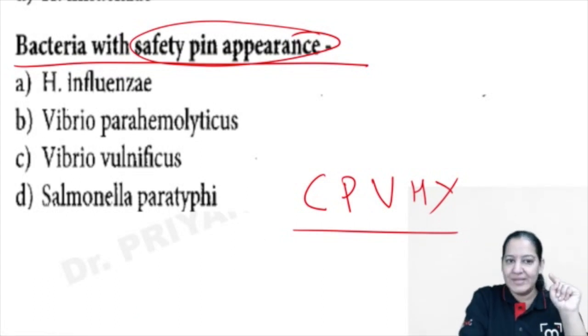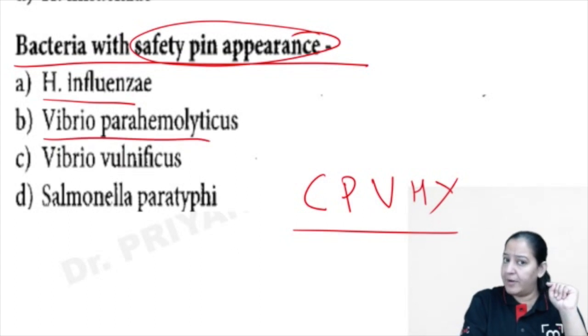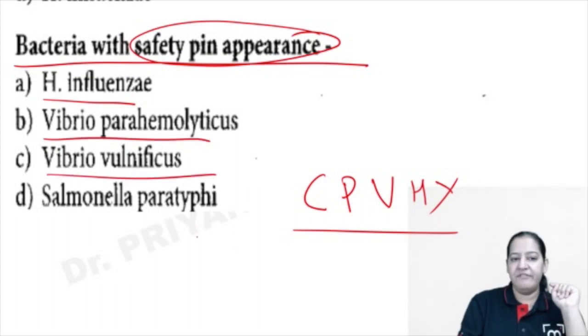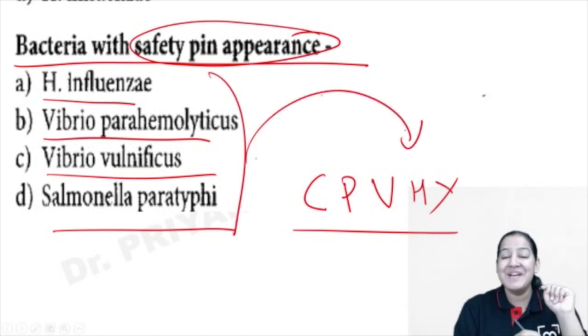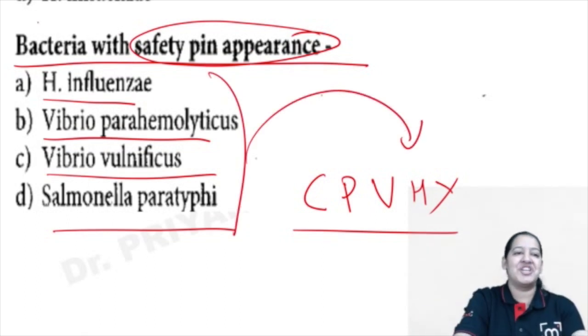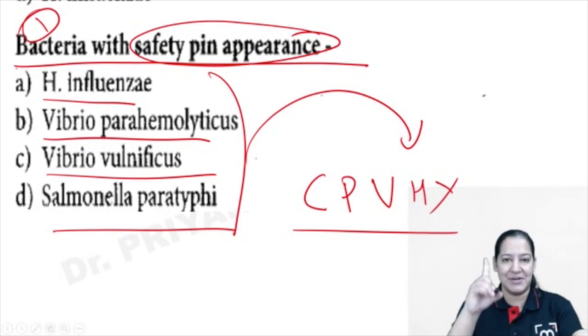What is coming among those in this mnemonic? Is it H. influenzae? Is it Vibrio parahaemolyticus? Is it Vibrio vulnificus? Is it Salmonella paratyphi? What among these is coming in this mnemonic? Apply it. Try it out. So this is question number 1. Please write down the specific answer to question number 1.